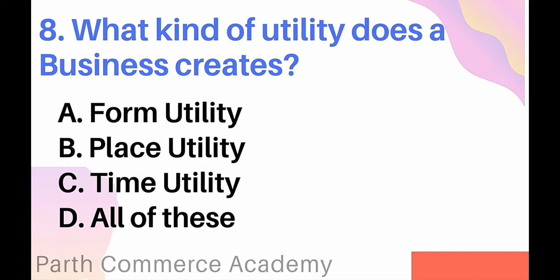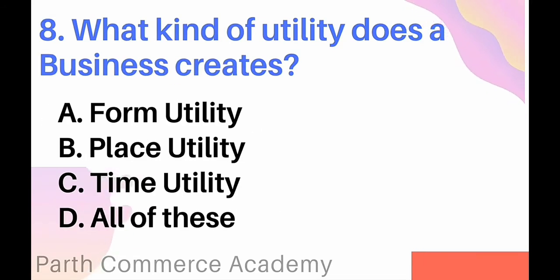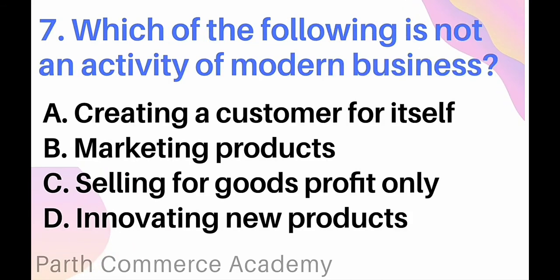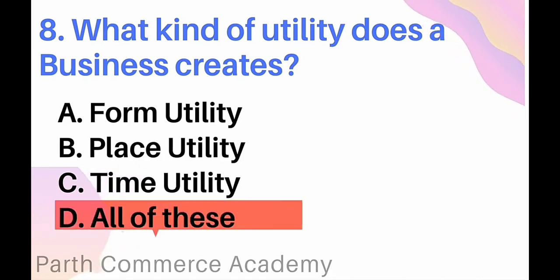Next question is, what kind of utility does a business create? Form utility, place utility, time utility, and all of these. We know that in business, form utility is created by converting raw materials into finished goods. Place utility is created by transportation, as goods reach everyone. Time utility is also created by storing the products. So the correct answer is option C, all of these.